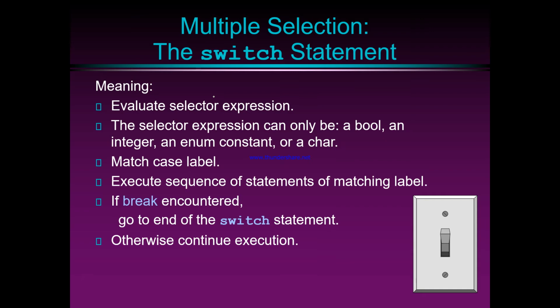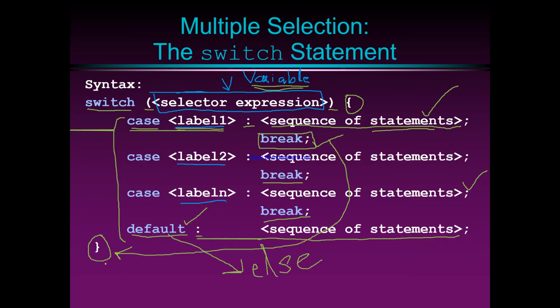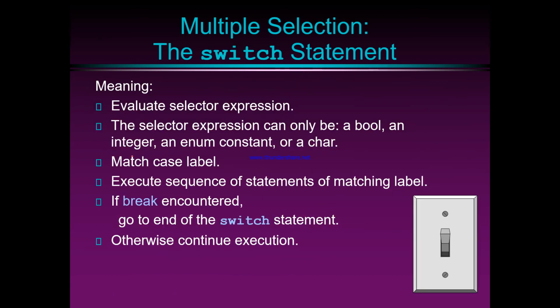The switch statement evaluates the selector expression inside the bracket. This is the selector expression, this one. You can see this one, the selector expression. The selector expression can only be a bool value. Okay, remember, it can be an integer or constant, enum constant. These are the enumerations, which are constant values. So remember that these can be constant or character for the time being.